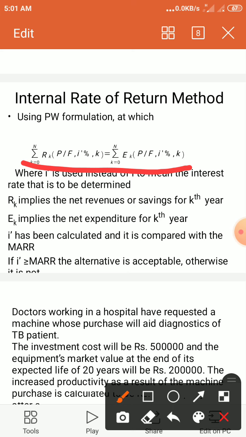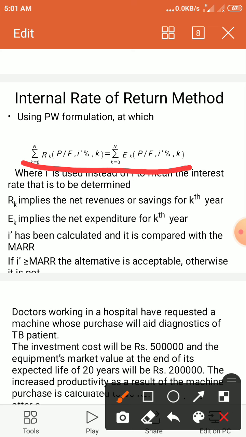In other words, when present worth is equal to 0, then that particular interest rate is nothing but the internal rate of return. That interest rate, at which present worth becomes 0, is nothing but the internal rate of return.